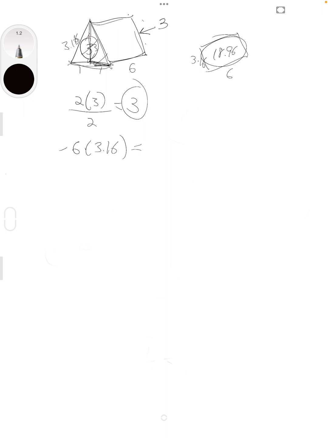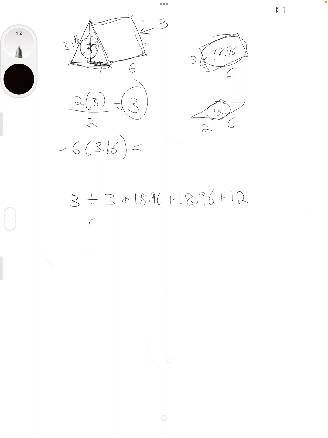And then we have the bottom. Well, the bottom is 2 wide and 6 long. So that's going to be 12. So if I think of it this way, I have the area of the front, which is 3, plus the area of the back, which is 3, plus the left side, which is 18.96, plus the right side, which is 18.96, plus the bottom, which is 12. And then I just do the math.